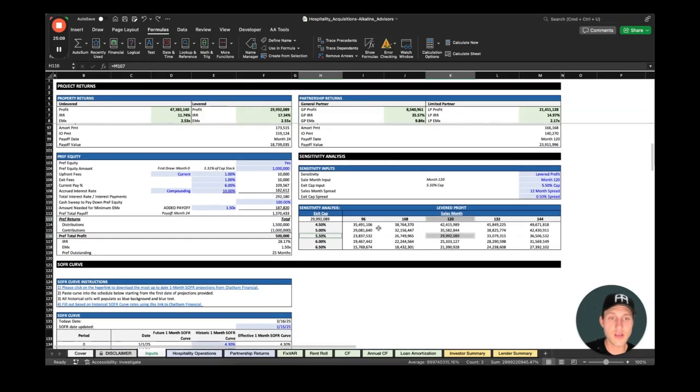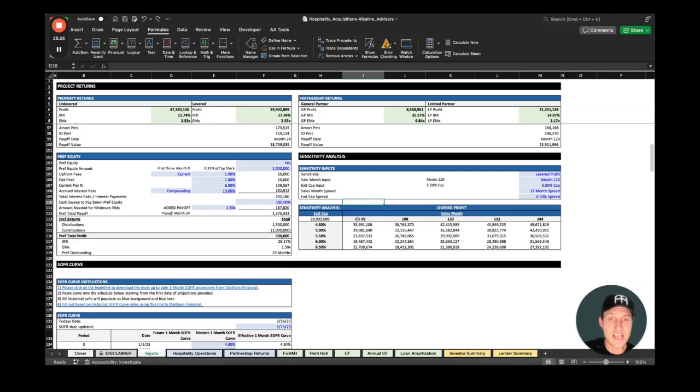However, we're also saying, well, what if we sold in month 96 at a 4.5 cap, or month 144 at a 6.5 cap? This is showing us the full range of where our profit would lie if the time of sale and the exit cap varied.